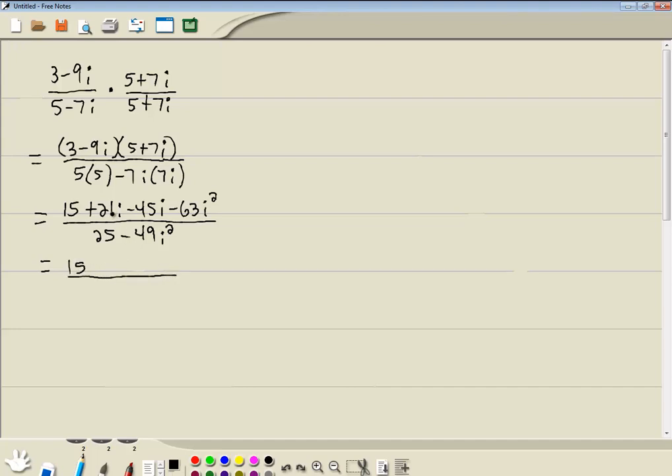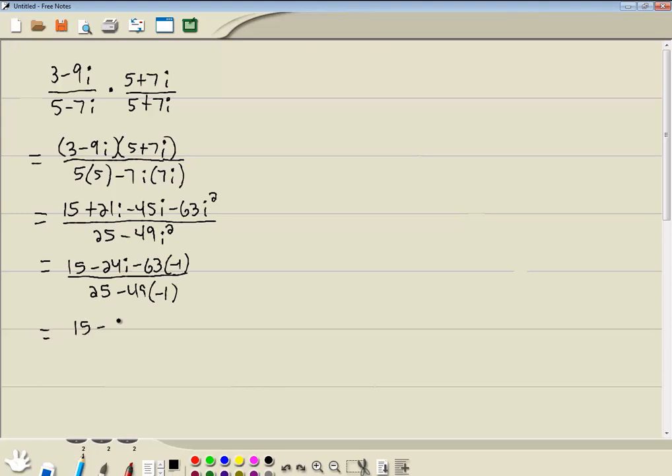Now I'm going to combine 21i minus 45i together. That gives us negative 24i. And for standard form, we can't have i squared. So all these i squareds we're going to replace with negative 1. Remember, i squared is always equal to negative 1. And I got 25 minus 49 times negative 1.